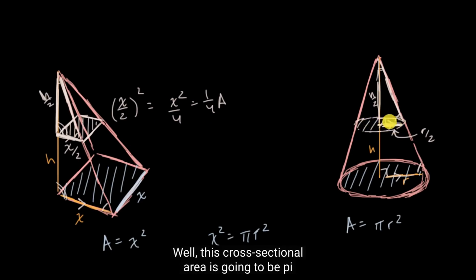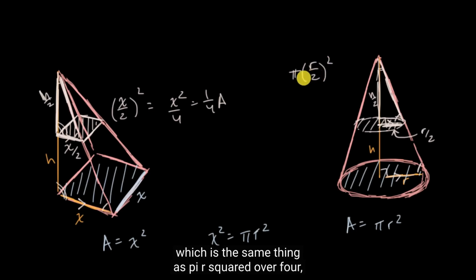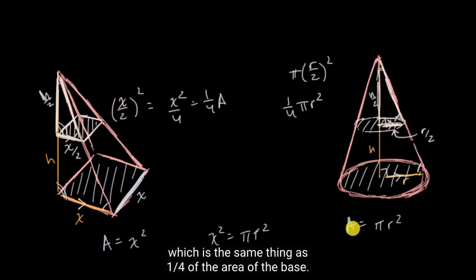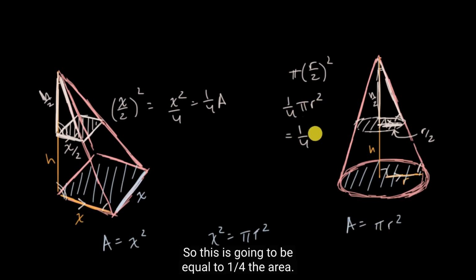Well, this cross-sectional area is going to be pi times r over 2 squared, which is the same thing as pi r squared over 4, or we could say that is 1/4 pi r squared, which is the same thing as 1/4 of the area of the base. The area of the base is pi r squared. Now we're saying 1/4 pi r squared. So this is going to be equal to 1/4 the area.